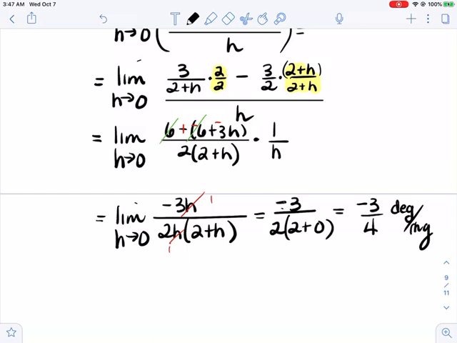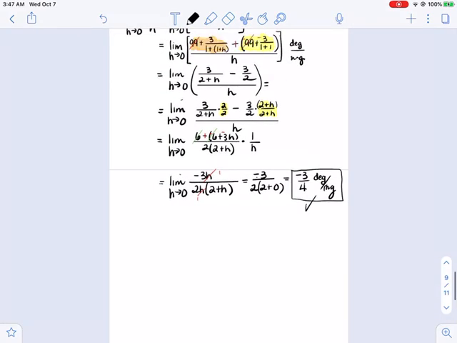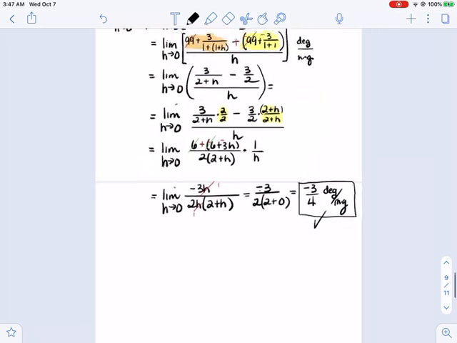Okay, so this means that when the dosage is 1 milligram, a small additional dosage of a very tiny delta D milligrams will result in a drop in the patient's temperature of approximately 3/4 delta D degrees. Okay, so a drop of 3/4 degrees per milligram. Okay, that's our topic on sensitivity.